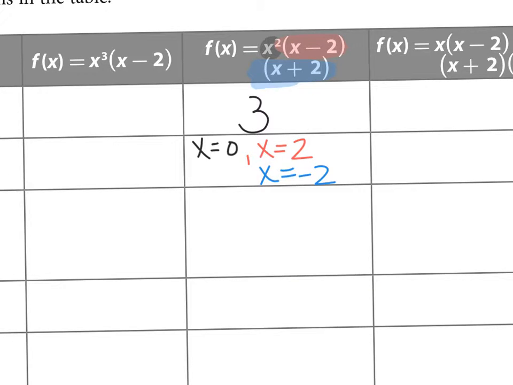Last question. What's going to happen? Are they going to be tangent or are they going to cross at those points? What about at 0? What's going to happen? They're going to cross. What's going to happen at 0? It'll cross.